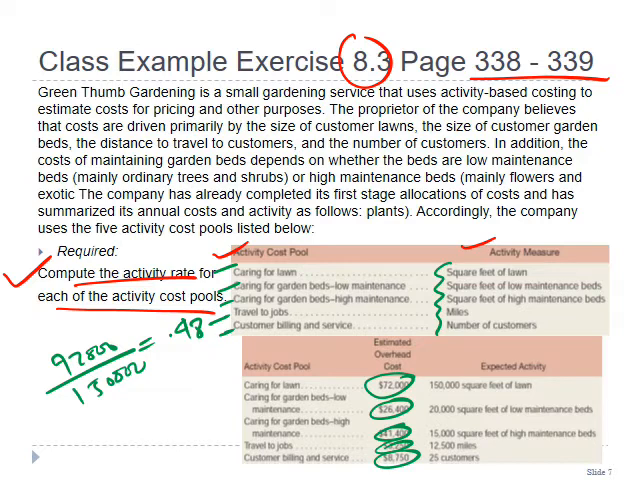Right, similarly for the travel to jobs cost activity pool, this is 3,250 divided by 12,500 miles. Right, so I have pasted its solution on the next slide, so let's explore that one as well.